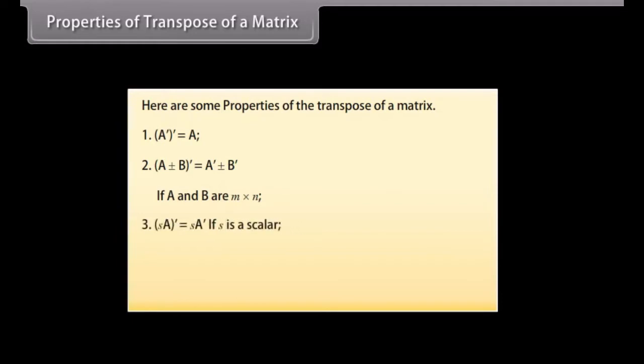Third, transpose of S into matrix A is equal to S into transpose of matrix A if S is a scalar. Fourth, transpose of matrix AB is equal to transpose of matrix B into transpose of matrix A, if A is m by n and B is n by p.